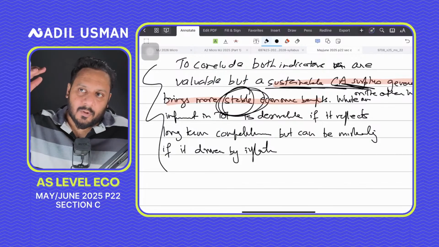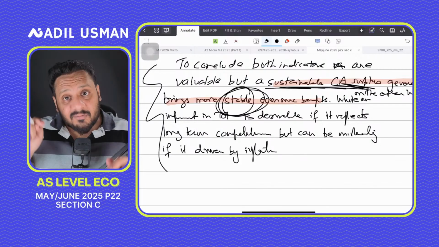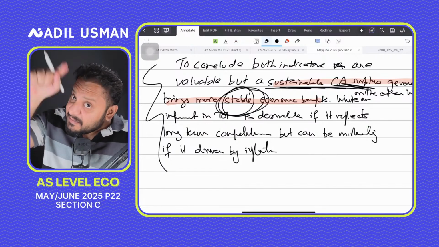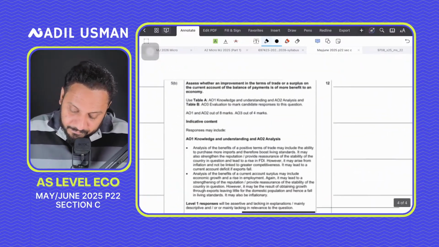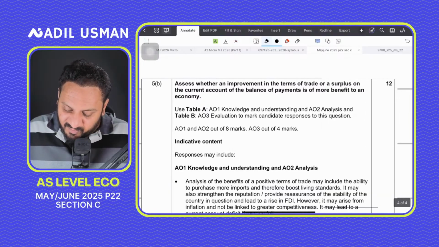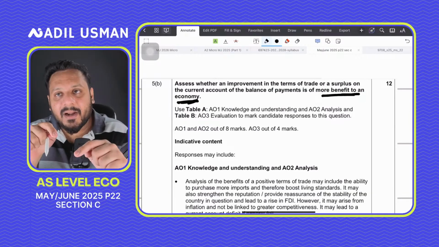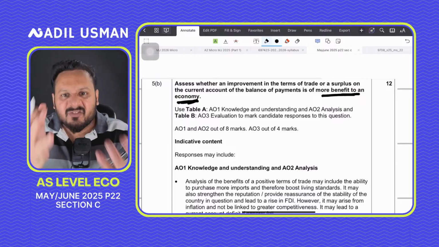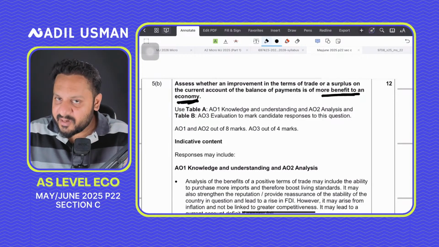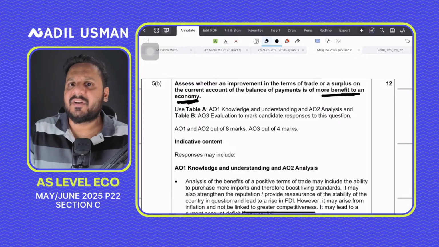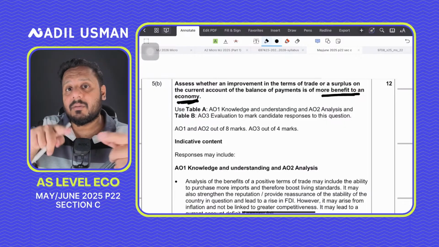You talked about the pros and cons of current account surplus and terms of trade improvement. Then you also talked about which countries will benefit more, because the question was focusing on whether an improvement is more of a benefit to an economy. So you'll say that both are beneficial, but whether or not it benefits an economy depends upon the structure of the economy. If it is a commodity-driven economy, yes, terms of trade improvement will be beneficial for it in the long term, but for a manufacturing-based economy, current account surplus.